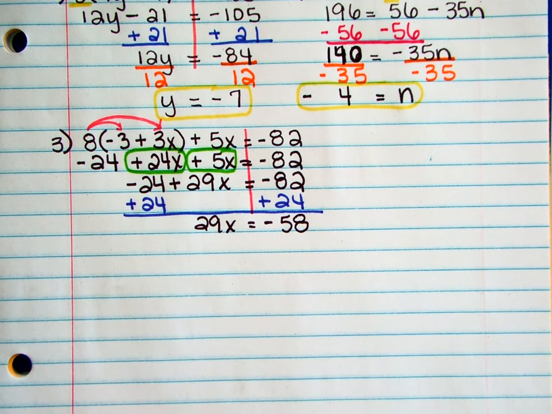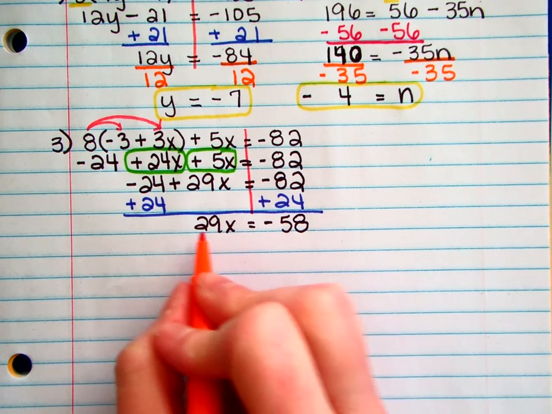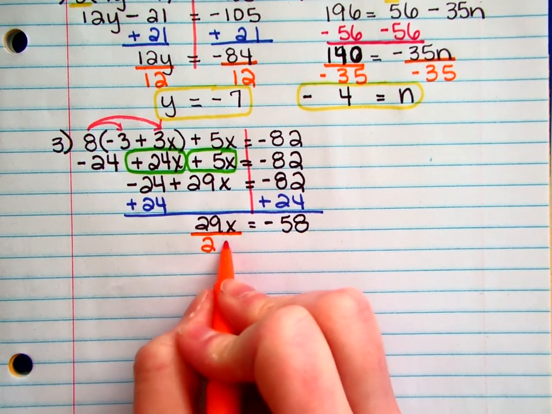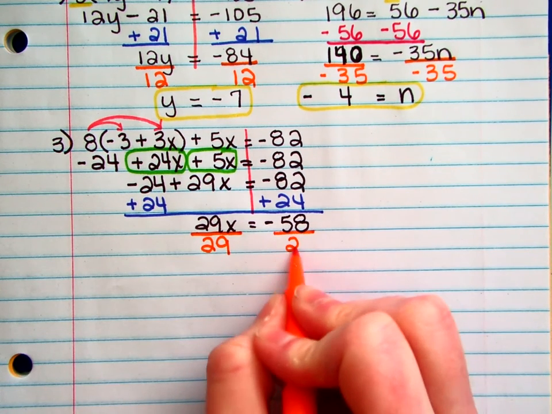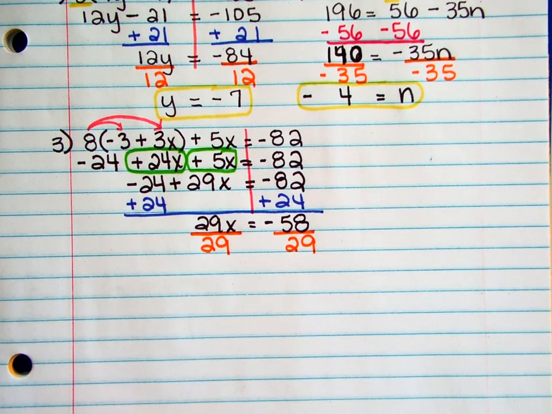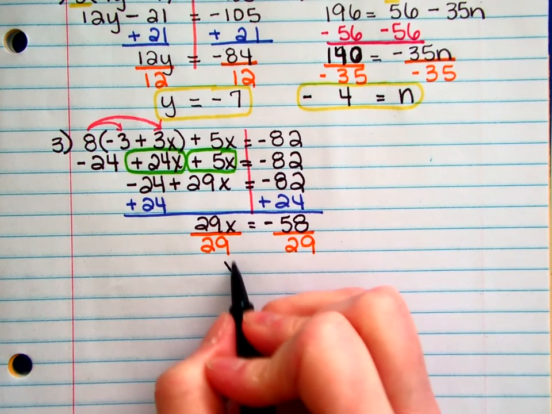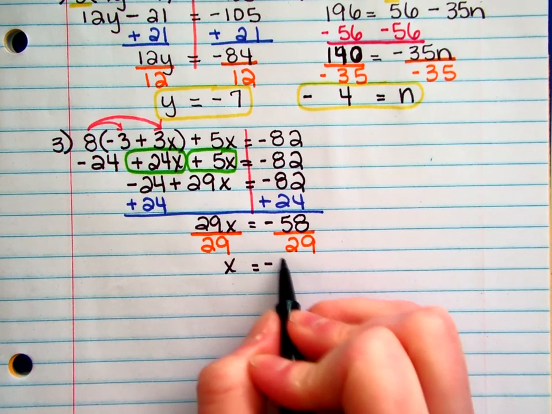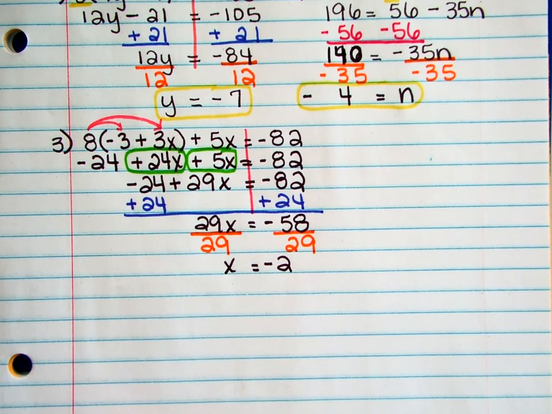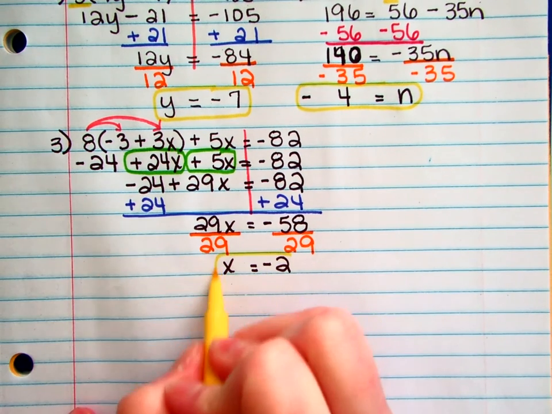Alright, so again, we do have a coefficient. Our coefficient is 29. We need to divide both sides by 29. And this actually works out evenly too, because 58 divided by 29 is 2, but 58 is negative. Therefore, the value of x is not just 2, it is negative 2. And that's the answer to number 3.